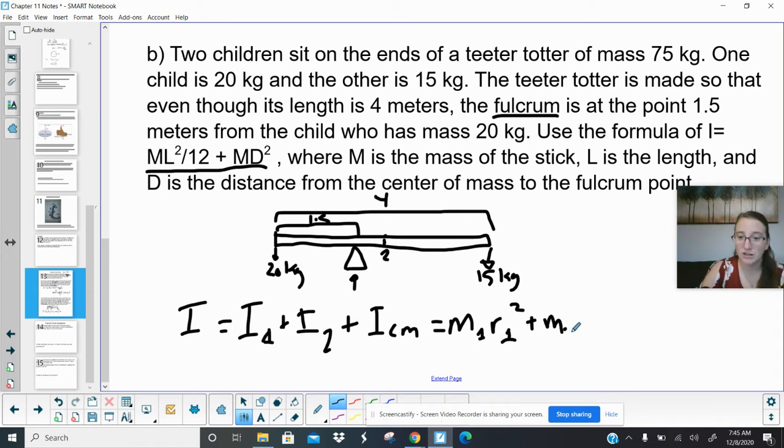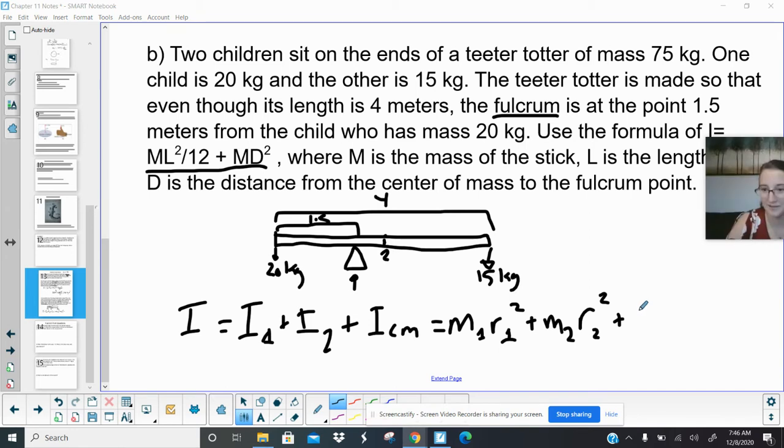Now I have the mass of child 2 times its distance, once again, which is why I'm putting subscripts. Notice the mass of the second child has a different distance to the fulcrum, to the rotation point, than mass 1. Be very careful with that. And then we have this formula. So we have the mass of the teeter-totter. I'm just going to put T.